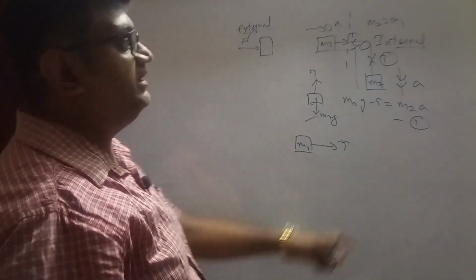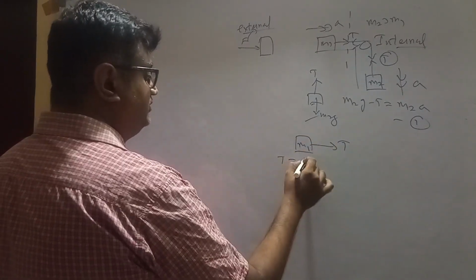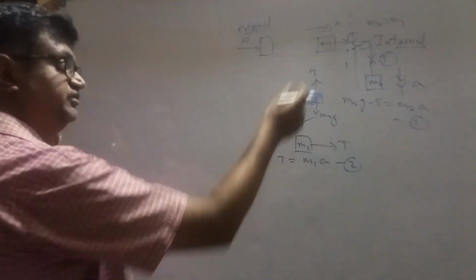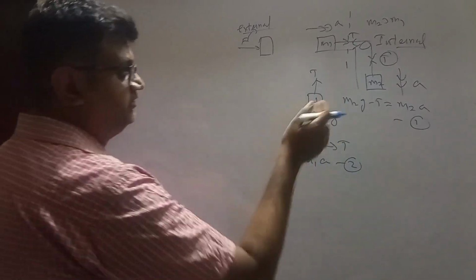Okay. But tension is an internal force in the system. So in this situation, the net force will be T itself, which will be equal to m1a. So this is my equation 2, because there are no other forces acting here. Using this, we can find out what T is and what a is.